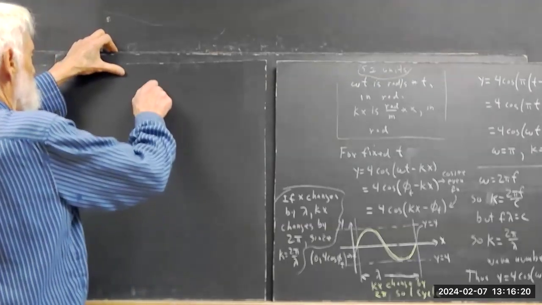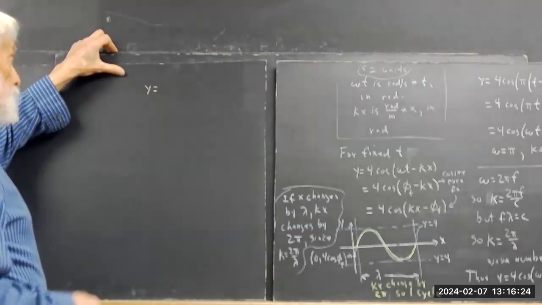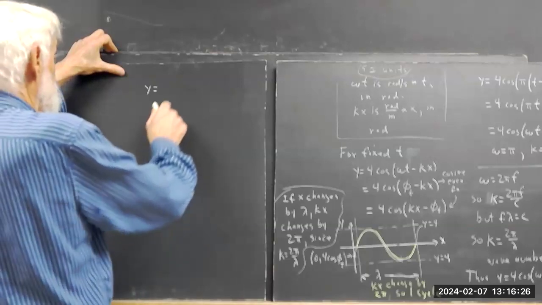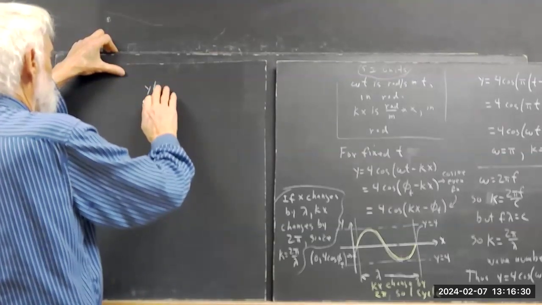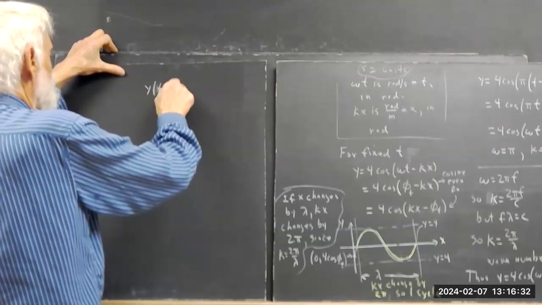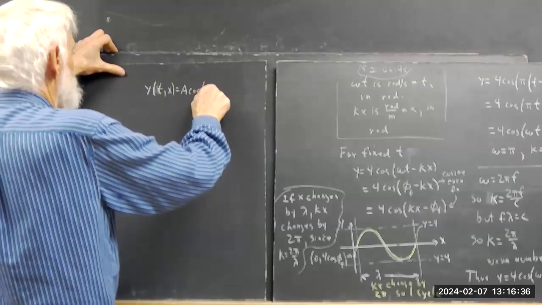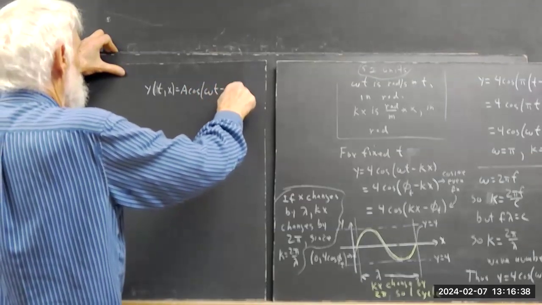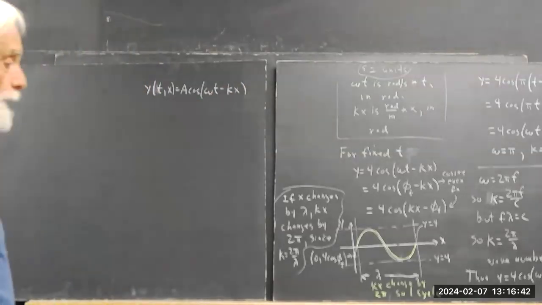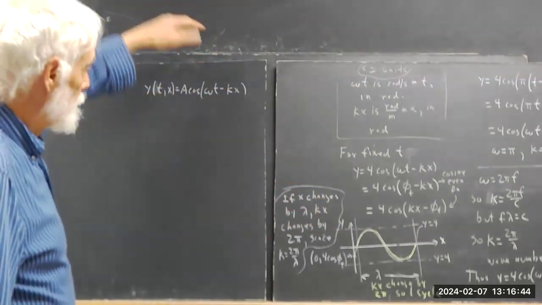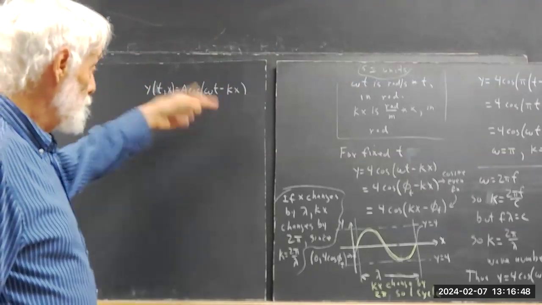In general, as I developed in class last time, hopefully you watched the video, y is a function of t and x: A cosine of omega t minus kx. Everything we've done here tells you what all this means. So you gotta know what k means, you gotta know what omega means.